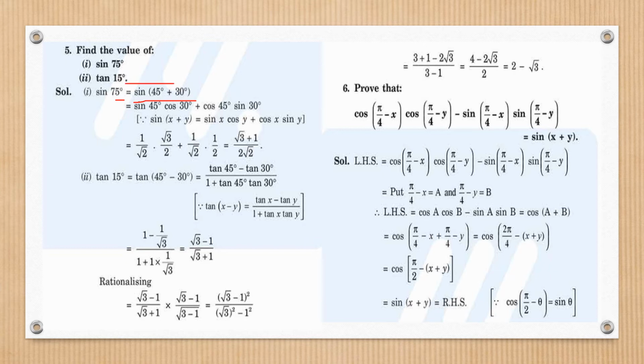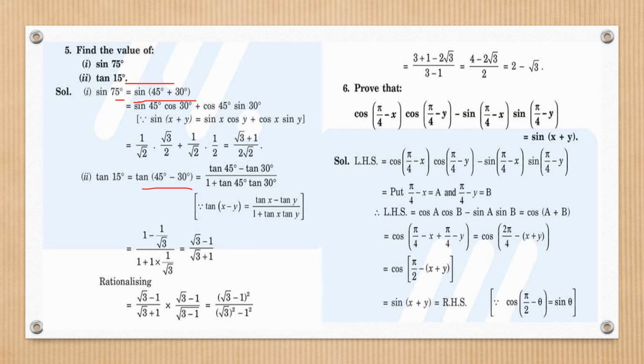Similarly, tan 15 can be calculated as tan 45 minus 30. Use the formula of tan A minus B, which is tan A minus tan B upon 1 plus tan A tan B. So tan 45 is 1, tan 30 is 1 by root 3, and the denominator is 1 plus 1 into 1 by root 3. Take LCM, it is root 3 minus 1 upon root 3 plus 1.